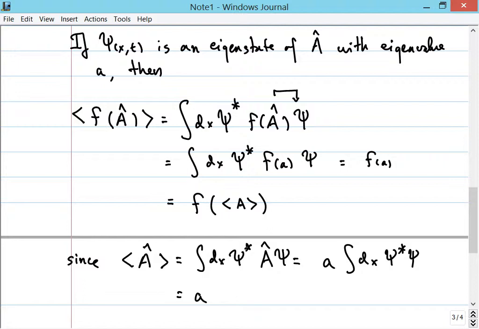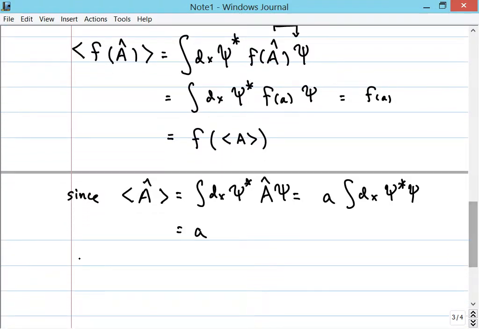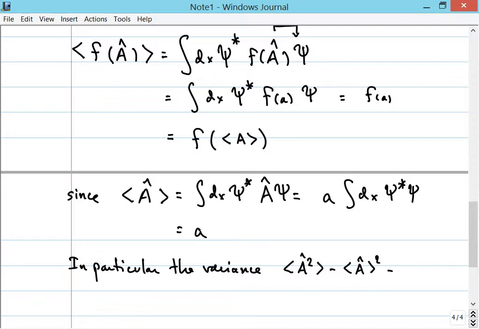So in other words, if psi is an eigenstate of the operator a with some particular eigenvalue, then the variance of the observable a is 0. So in particular, the variance, which is the expectation value of a squared minus the square of the expectation value, is equal to 0 in this state.